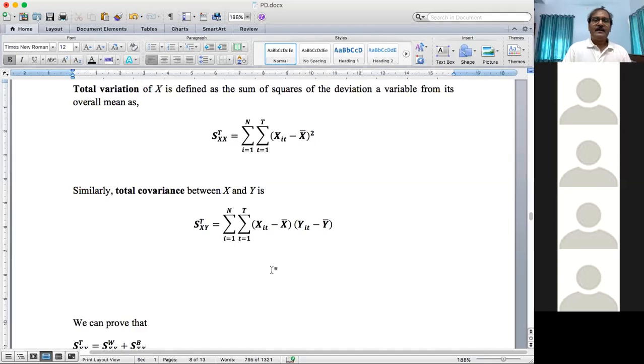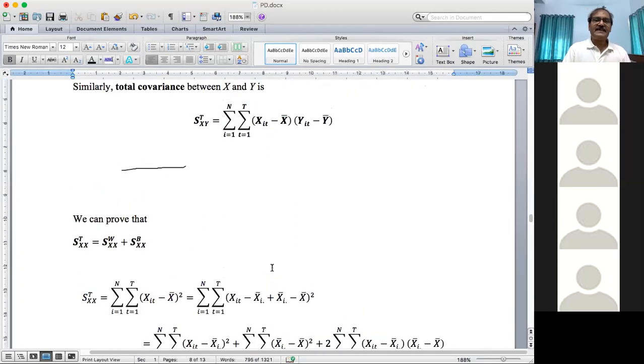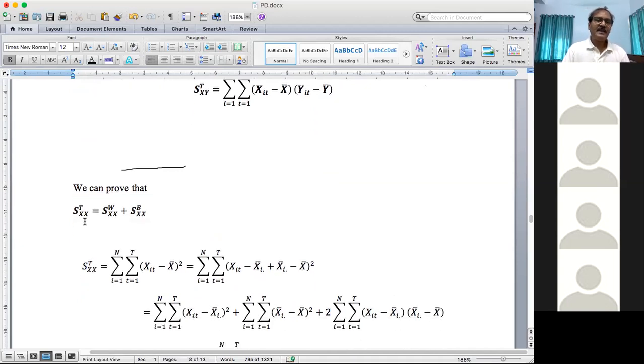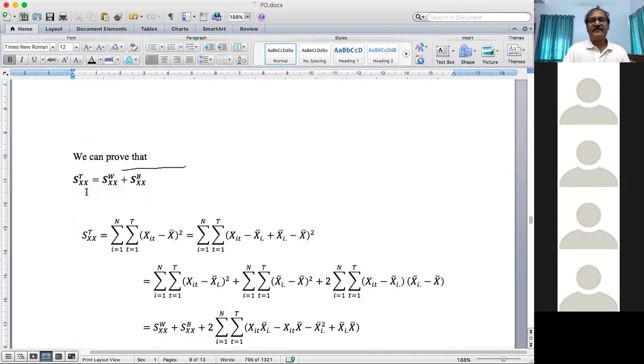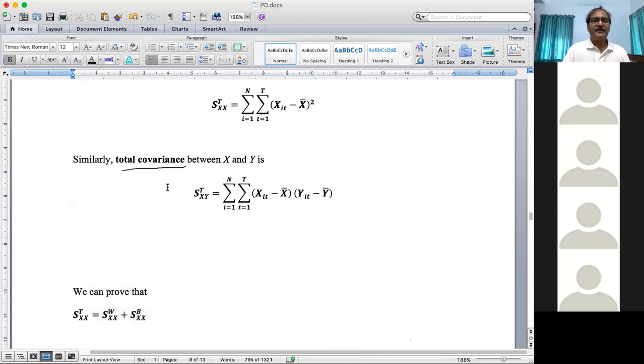Now, in these three types of variance or covariance, we can prove that Sxxt is equal to Sxxw plus Sxxb. What does it mean? Xx denotes the variance measure. So the variance by taking overall mean, in other words, overall variance is equal to within group variance plus between group variance. So we can calculate separately total variance. We can calculate separately within group variance. We can calculate separately between group variance by following the formula we have mentioned above.